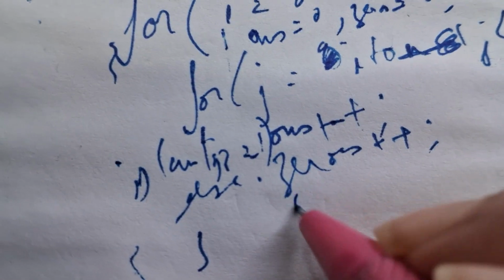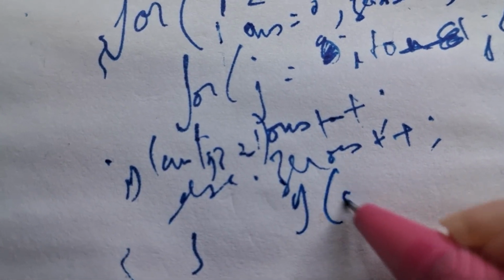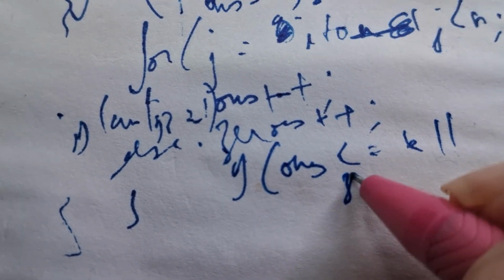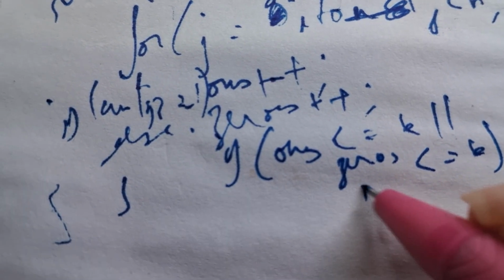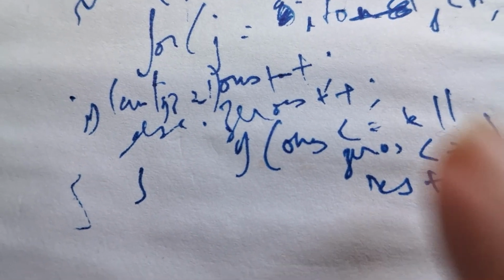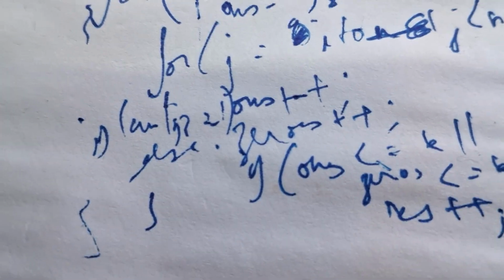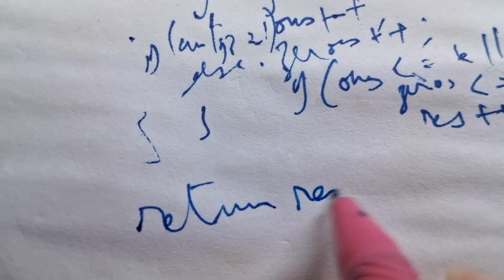Okay, now if at any position you find that ones is less than or equal to k or zeros is less than or equal to k, you can simply say that result plus plus. Clear? I hope this is clear, right? So you can directly make result plus plus, and after that you can simply return the result.